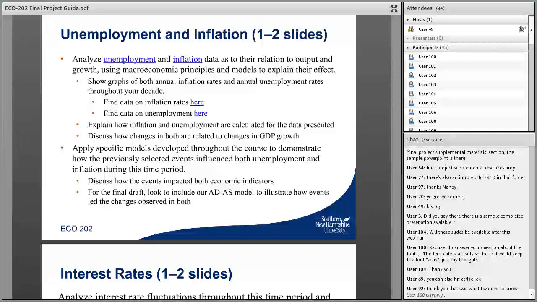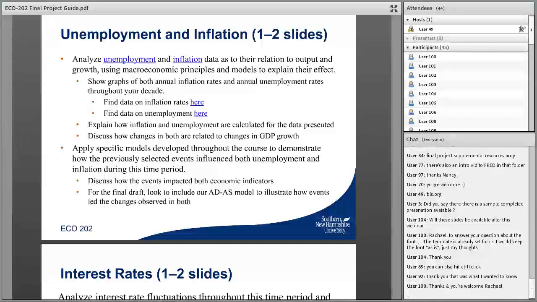Yes, Floyd. So if you right click on those blue links, it'll direct you. For example, with the GDP slide, there's a link to FRED. In here, there's a link to other resources like where to find the data on inflation rates, and on the unemployment rates, it'll direct you to the Bureau of Labor Statistics.